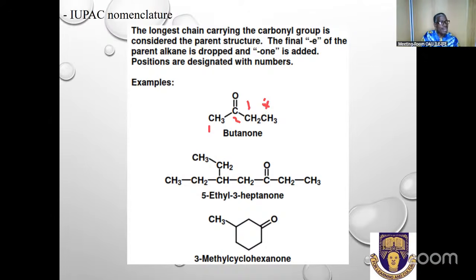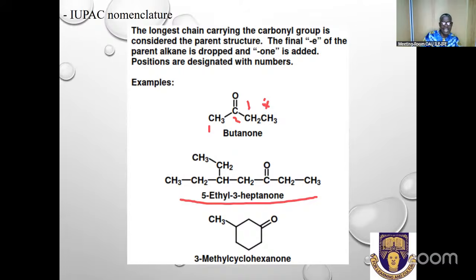Because we are giving the smallest number to the carbonyl functional group, the name is butanone or butan-2-one. You can call it butanone or you can say butan-2-one. Either of the two is correct. Now, let's look at this very long one.